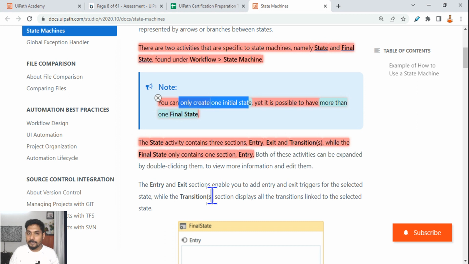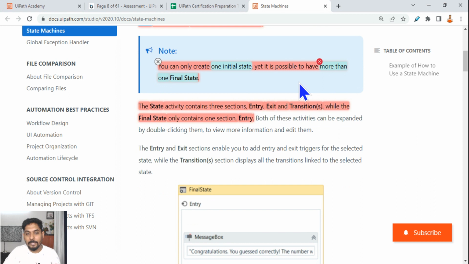Okay, you can have multiple state activities like in the RE framework. Your final state, you can have one or more than that. Okay, remember this point. Many people would go wrong with this keyword. More than one final state.